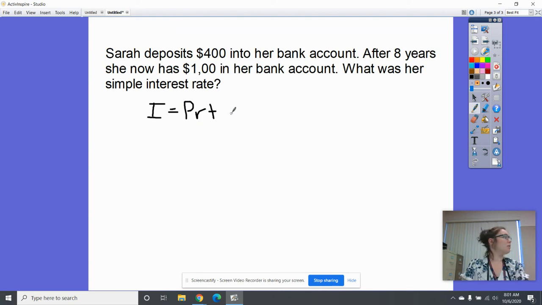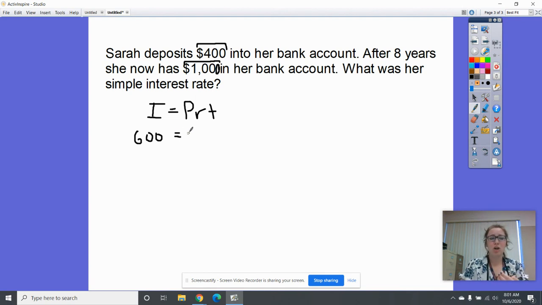First thing is interest. Well, it doesn't specifically say an interest, but it does tell us what she started with and what she ended with, which means we can solve for her interest. We're going to subtract 1,000 minus 400, which means her interest is $600. That's the extra amount that the bank gave her for leaving her money in the bank.